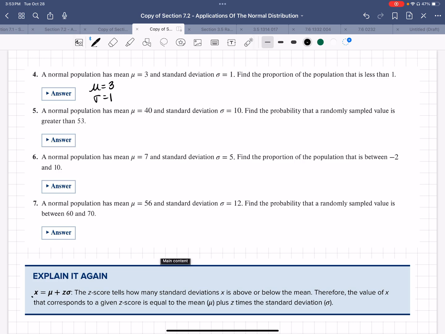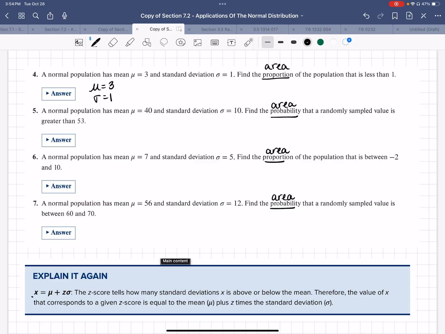If I'm looking for, and we're also looking for the area here. When it says find the proportion, find the probability, guys, this means that we're looking for the area of these things. Now, they've not necessarily given me, they have given me a z-score here, but it's saying it's less than 1, so it doesn't look the same as in our normal CDF is the problem.